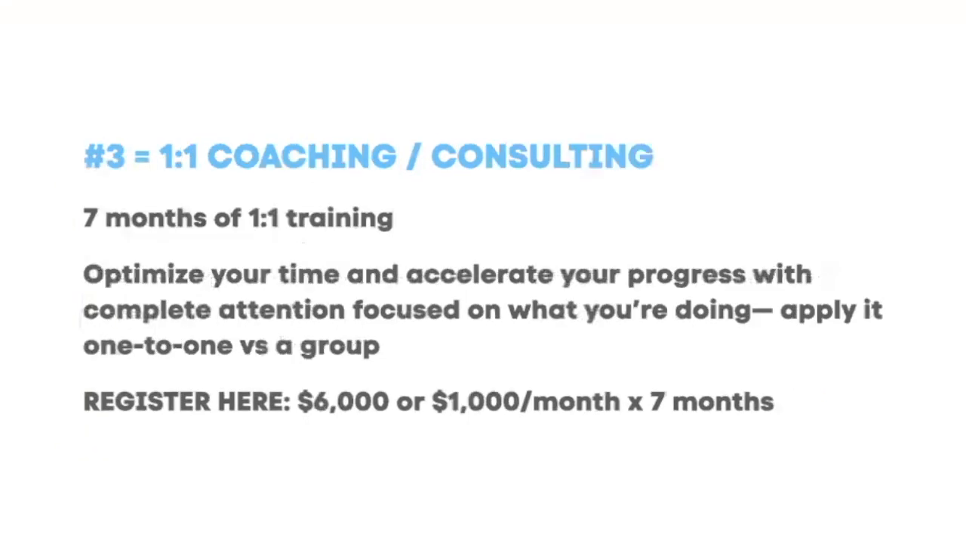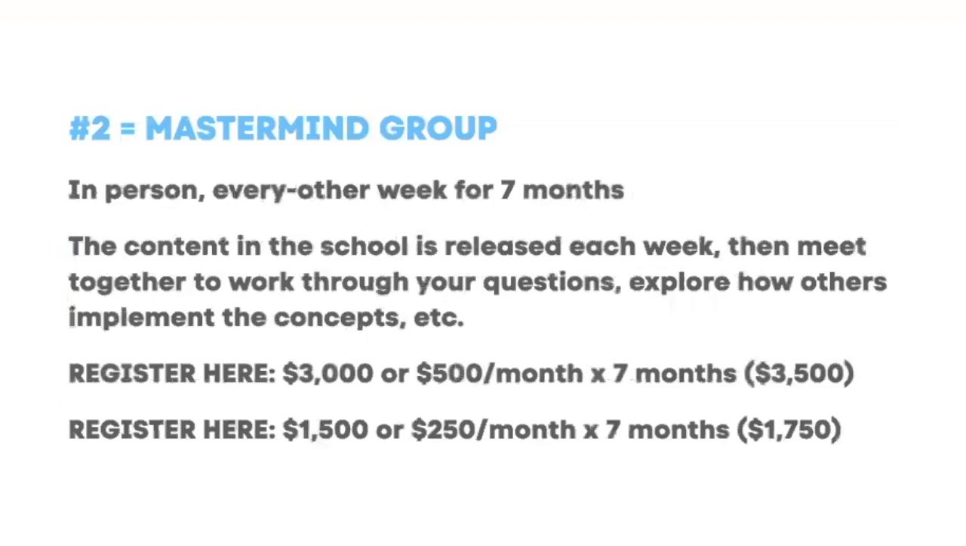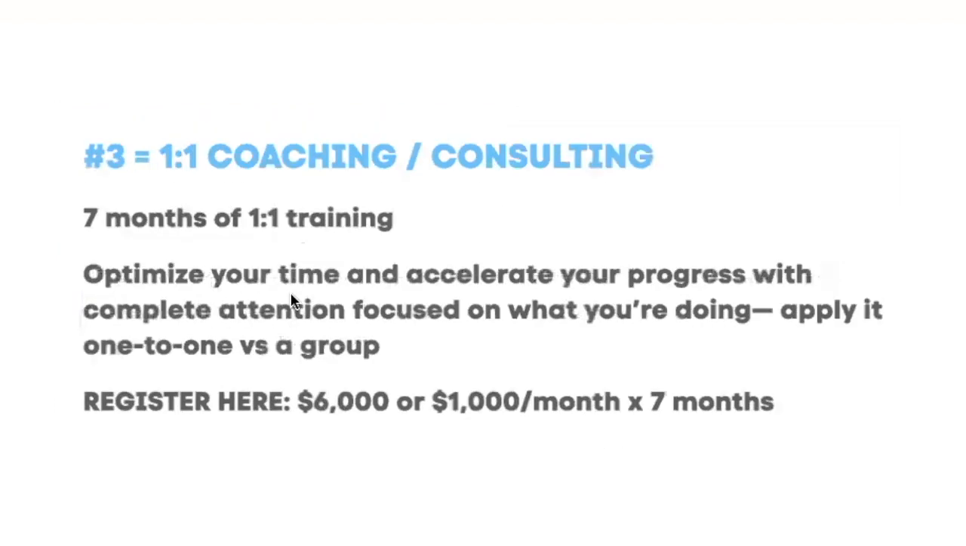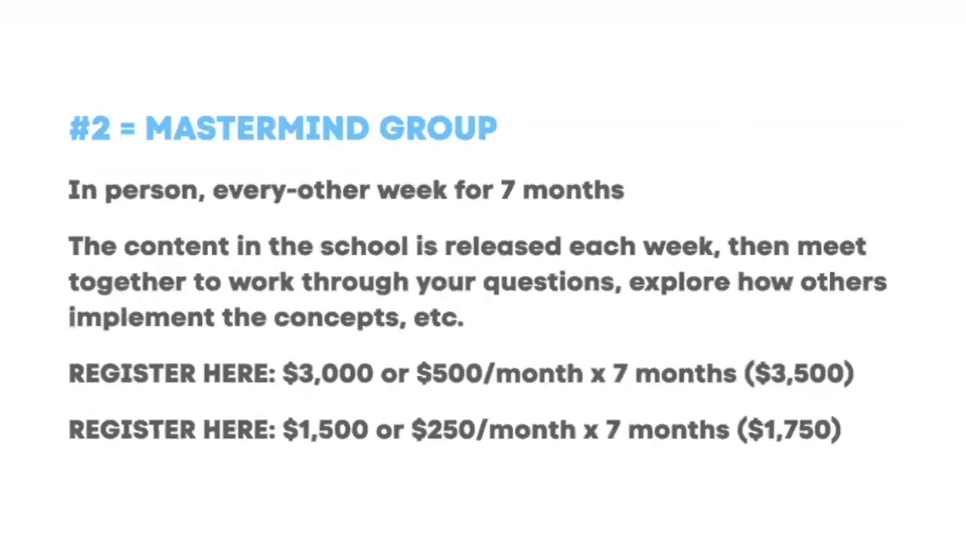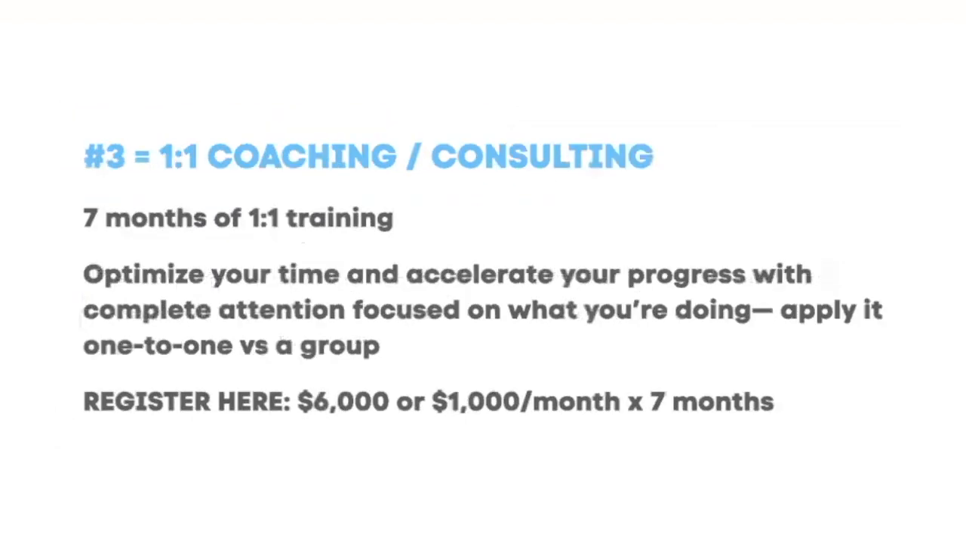One-to-one coaching. So this one, $6,000 or $1,000 a month. So notice it's cheaper to do it in a group, but if they want more, you're going to work with them through the same framework. Notice self-guided school, that's the course. Mastermind, that's the course plus a small group of people, maybe a group of 5 people, group of 8 people. You can figure that out. One-to-one consulting, you do that $1,000 a month for 7 months or $6,000.